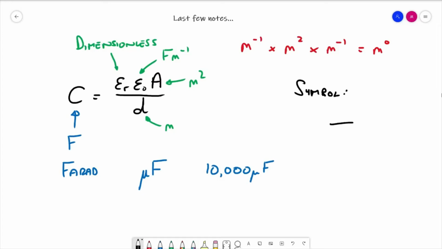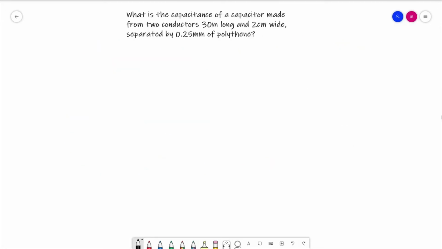Therefore we do need to know the circuit symbol. The circuit symbol is just 2 parallel lines of equal length like that. So here then is your question for this video. What is the capacitance of a capacitor made from two conductors 30 metres long and 2 centimetres wide, separated by 0.25 of a millimetre of polythene? And just to give you the relative permittivity of polythene as 2.3. Now, as usual, pause the video at this point, go away, calculate your answer and come back when you're done.